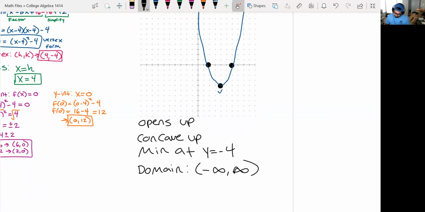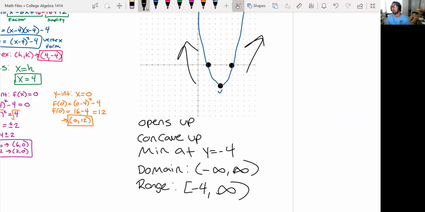And then range. Since this parabola opens up, we have to start at the y value of the vertex, which is bracket -4. And since it opens up, since these tails go upwards, we are headed towards infinity.